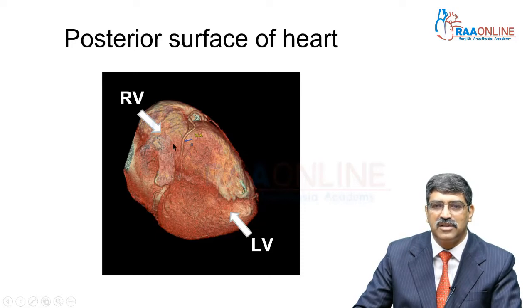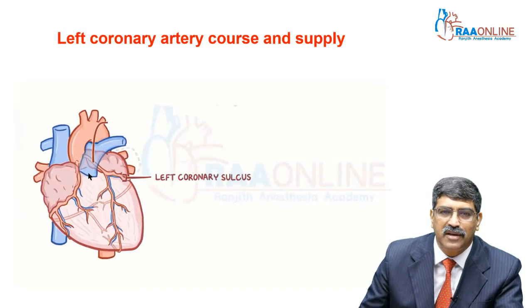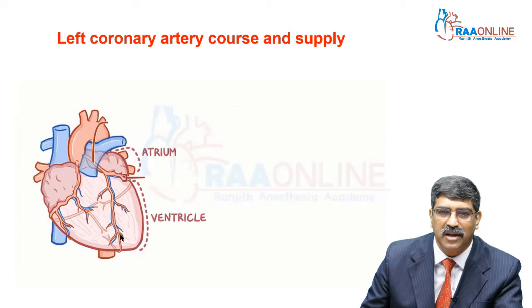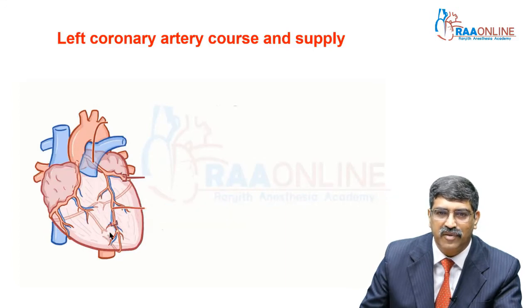This is the left ventricle, this is the right ventricle. So you have the left main coming between the pulmonary artery and the left atrium. This is the circumflex, this is the left anterior descending and this is the left crux. Here the circumflex runs into it. Now you can see the left anterior descending running in the interventricular groove. This is the left ventricle, this is the right ventricle. This is the left anterior descending artery.